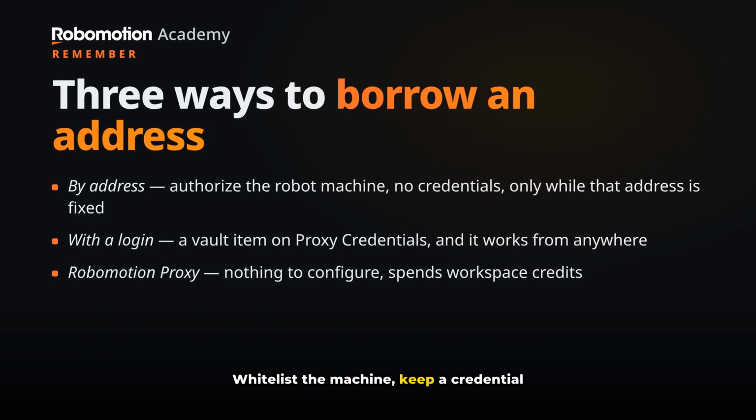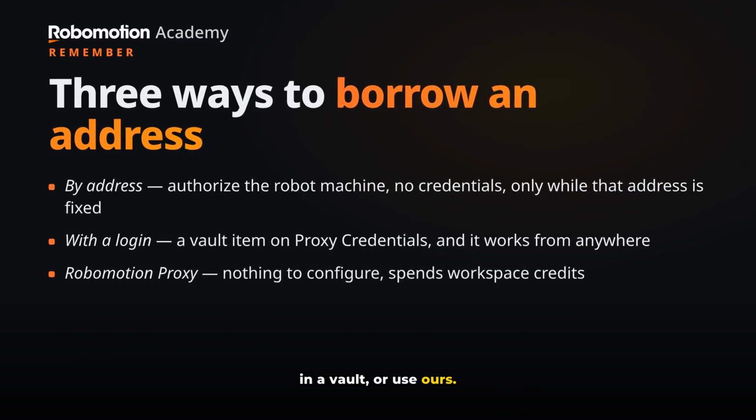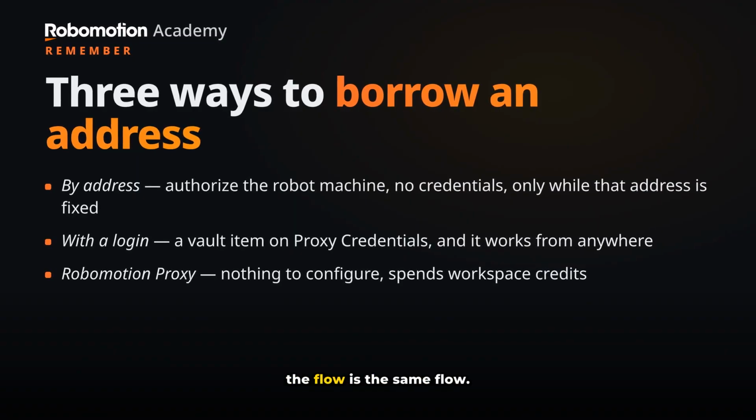So 1 node, 3 ways to borrow an address. Whitelist the machine, keep a credential in a vault, or use ours. And whichever you choose, the flow is the same flow.